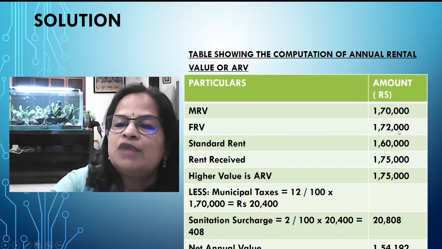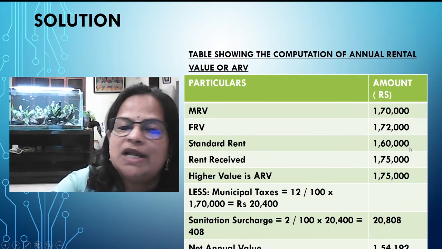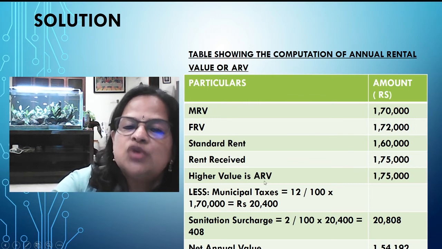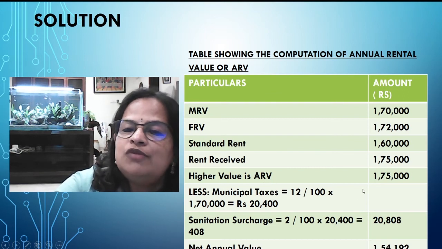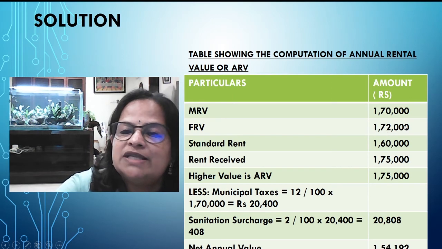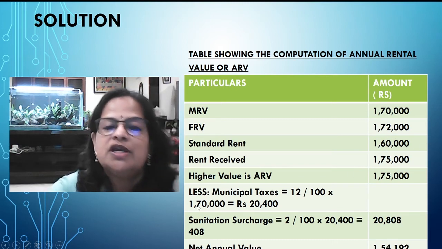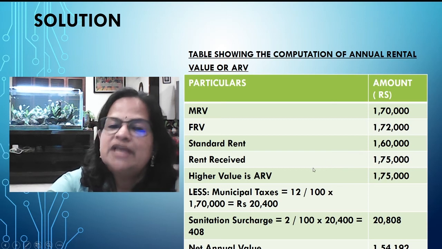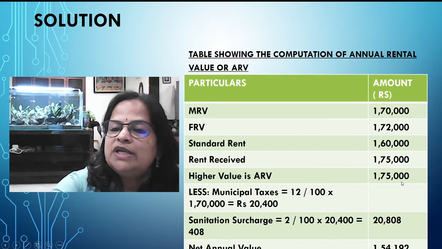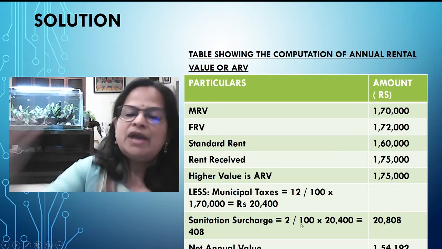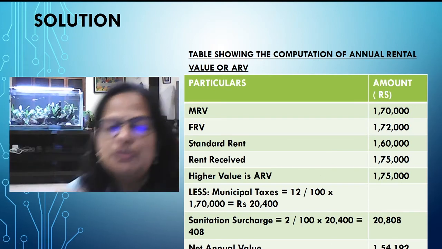Municipal rental value is 1,70,000. Fair rental value 1,72,000. Standard rent is 1,60,000. Rent actually received is 1,75,000. So the higher value is the annual rental value. Between municipal rental value and fair rental value, whichever is high, you have to take 1,72,000. Between standard rent and this value, 1,72,000, whichever is less, it is 1,60,000. Between rent received and this expected rental value, whichever is high, that is the annual rental value, that is 1,75,000. Now from the annual rental value, you have to reduce municipal taxes.